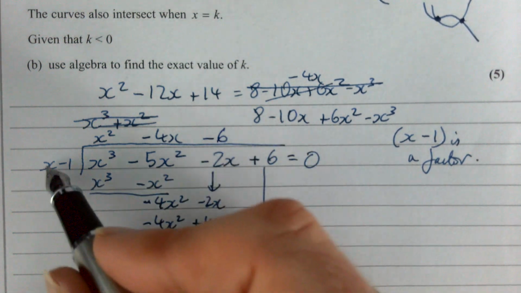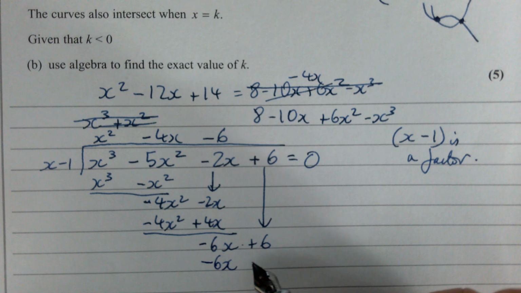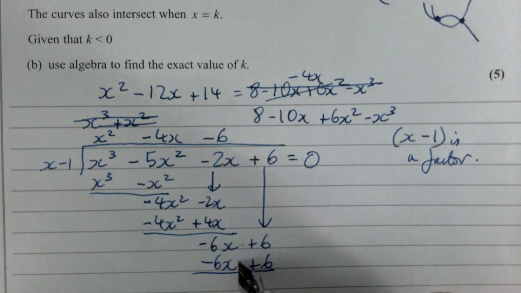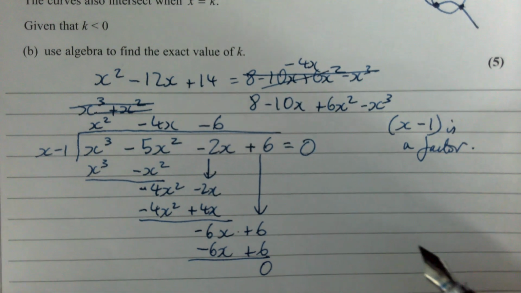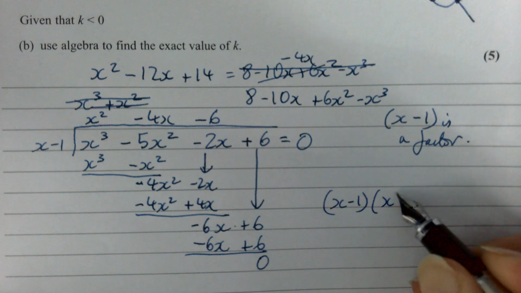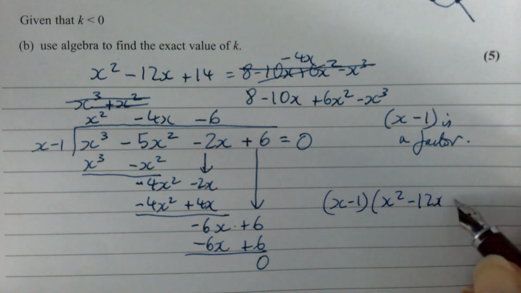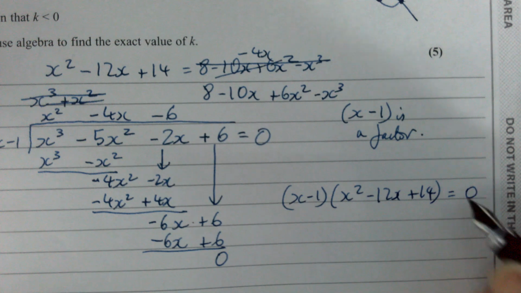Check this all works out. Negative 6x, negative 6 times negative 1 is positive 6. Take that from that gives me nothing, which proves x minus 1 is a factor. But it also means we've now got x minus 1 times x squared minus 12x plus 14 equals 0.